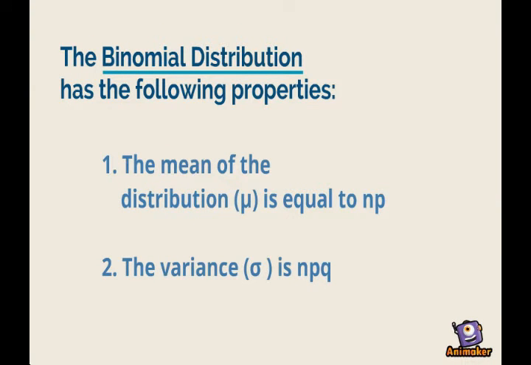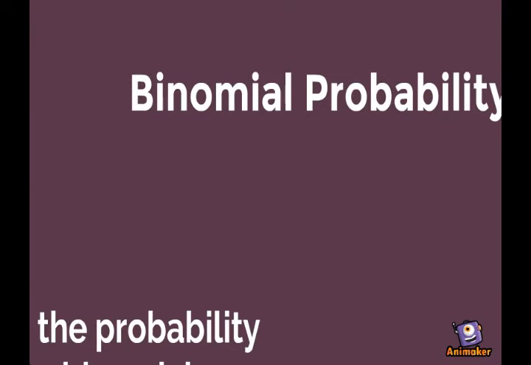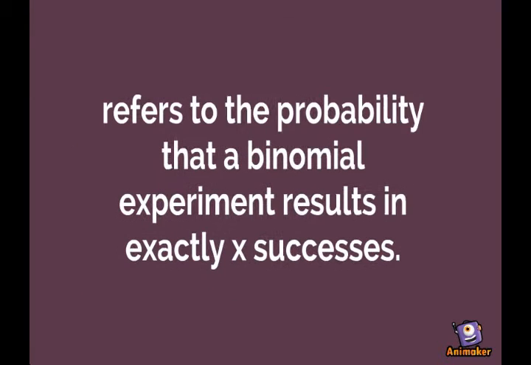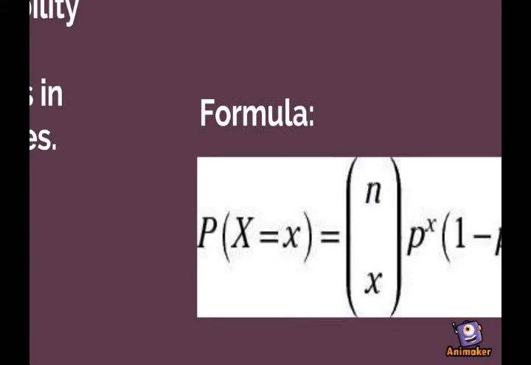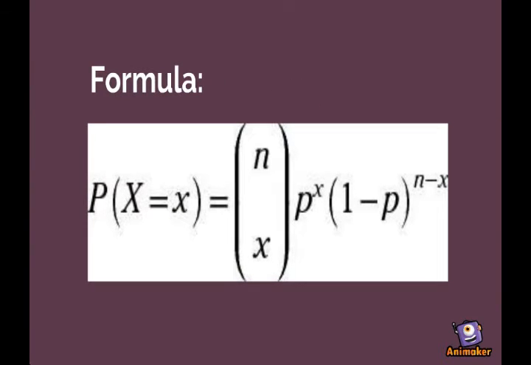The binomial distribution has the following properties. First, the mean of the distribution is equal to NP. Second, the variance is NPQ. The binomial probability refers to the probability that a binomial experiment results in exactly X successes. This is the formula.